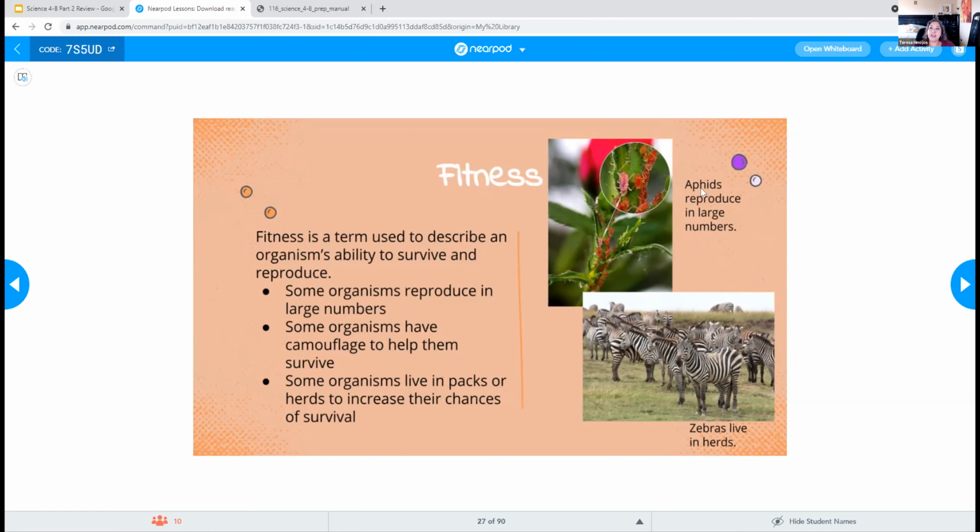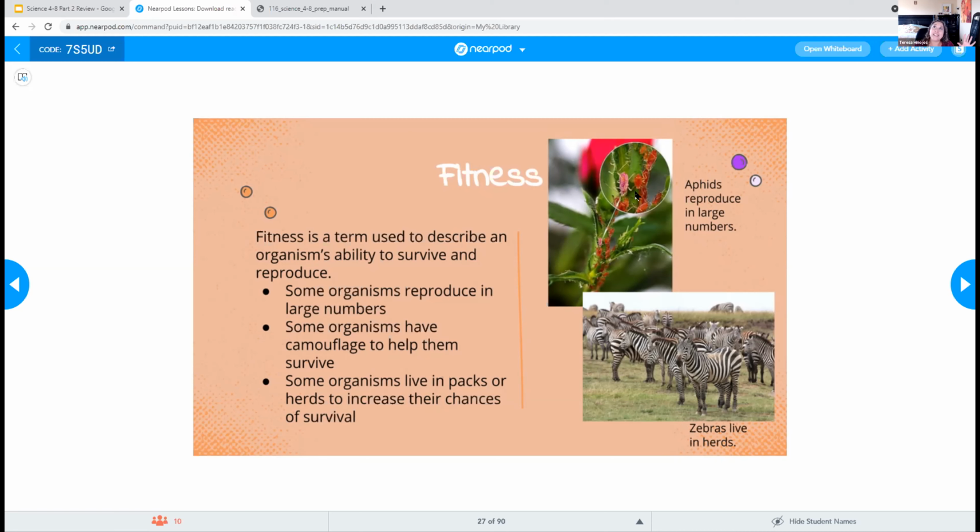So aphids, they actually reproduce in huge numbers. Aphids, you can probably find them in your backyard. If you have plants, a lot of times they're on the underside of flowers and they look like little dots. I've seen yellow ones. I've seen red ones. I've seen white ones. There's all sorts of different species of aphids, but they reproduce in huge, huge numbers.